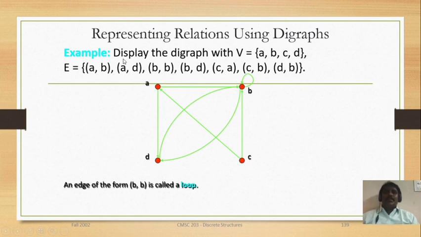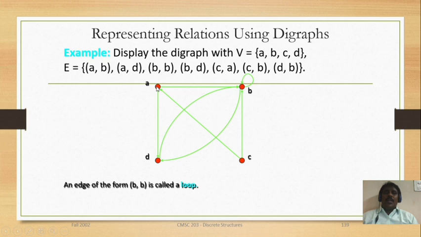Here he has given an example. He has asked to display the diagram with V equal to ABCD. That means he has given 4 elements, and E equal to AB, AD, BB, BD, CA, CB and DB. If he gives some vertices and a condition, by the condition we can draw the diagram. Similarly here we have 4 vertices, that is ABCD. So we can plot ABCD wherever we want.